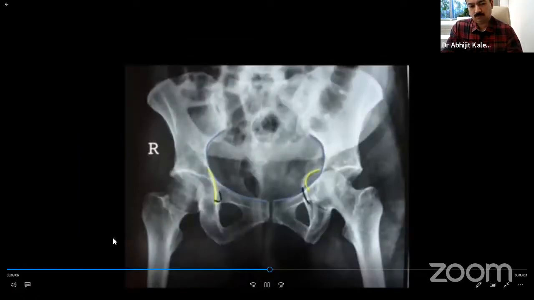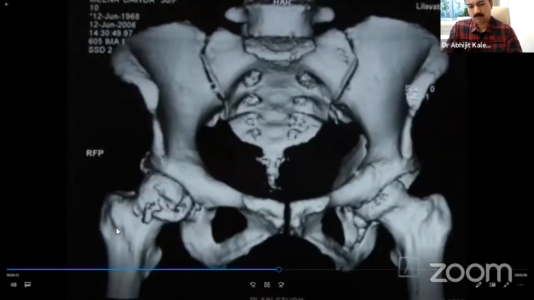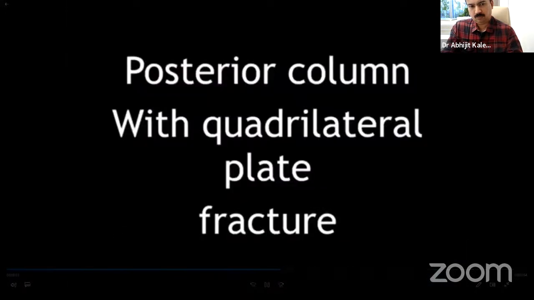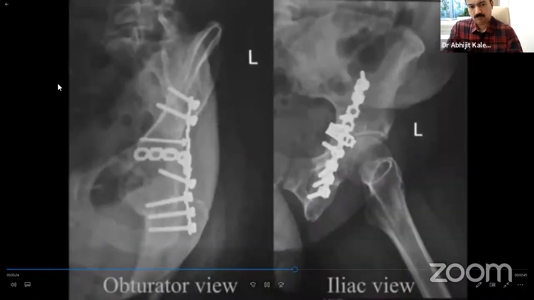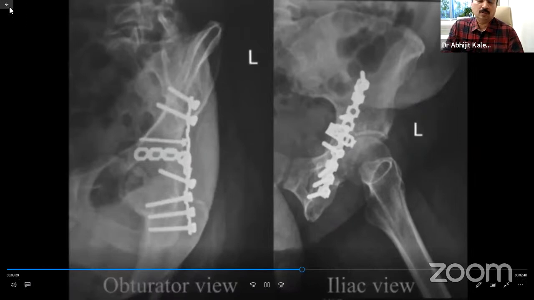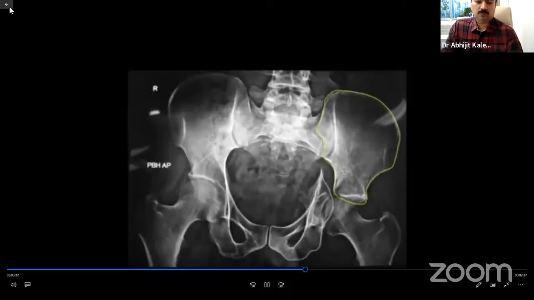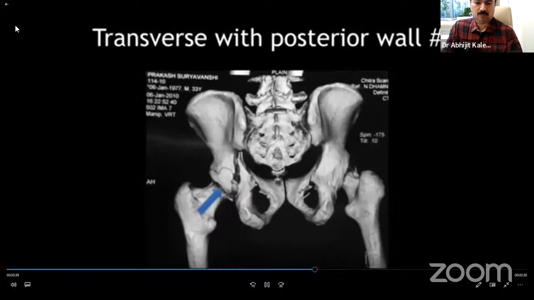Another example where the head appears displaced centrally. This time it is due to posterior column fracture with the quadrilateral plate. This was managed by posterior approach, interfragmentary screws, buttress, and neutralization plates. This is essentially a transverse fracture with associated posterior wall fracture fixed by posterior approach.